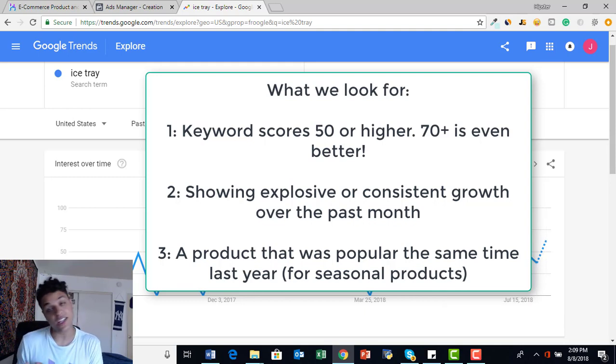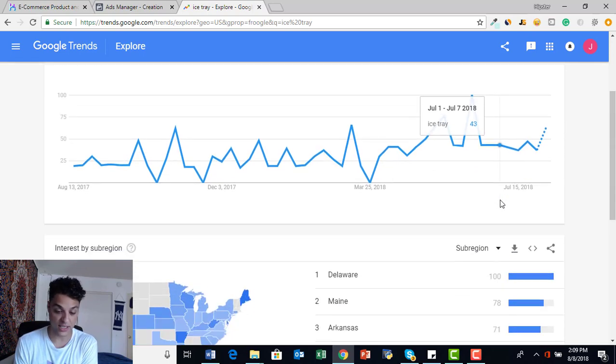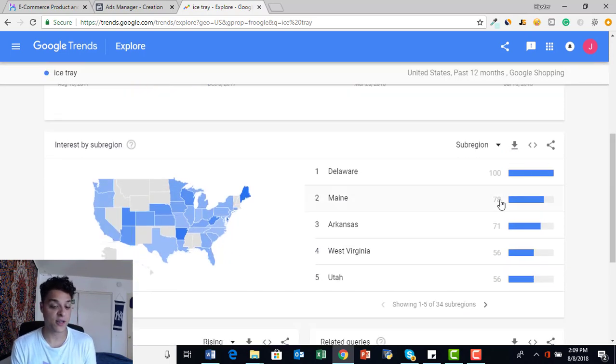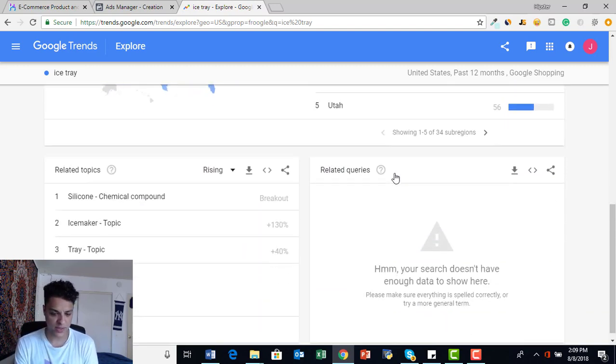So I actually really like this trend that I'm seeing right now. It looks like it's about to have a lot more interest. We can even see if there's certain areas we want to market it through trends. We can see, like in Delaware and Maine, it's real big.